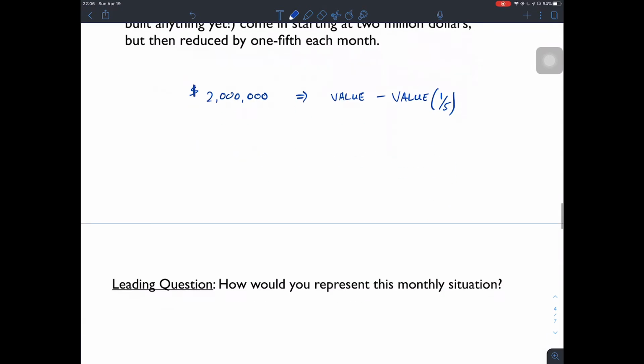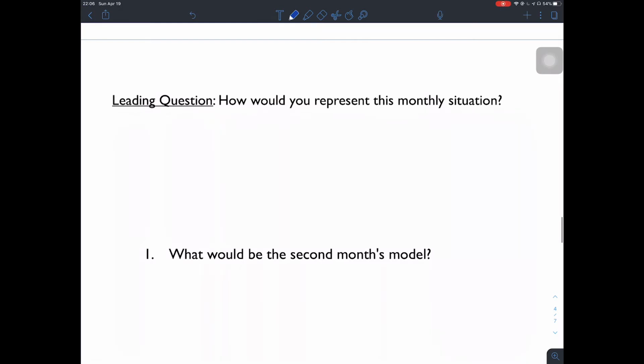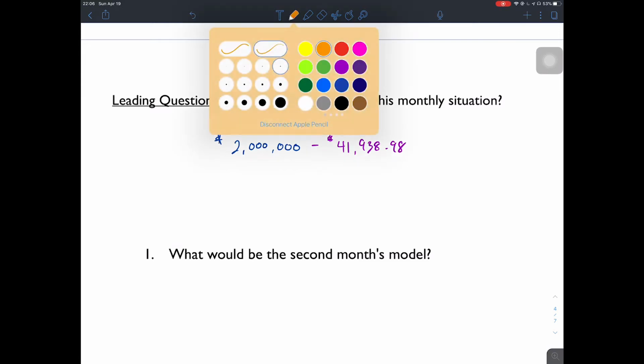Now we can move on to our leading question, which is asking, how would you represent this monthly situation? In other words, what is the model? It's simply 2 million minus the lease of the lot. And this shall represent our base model.